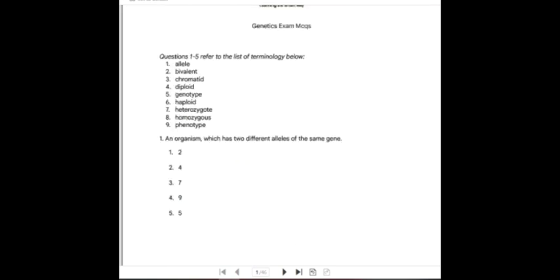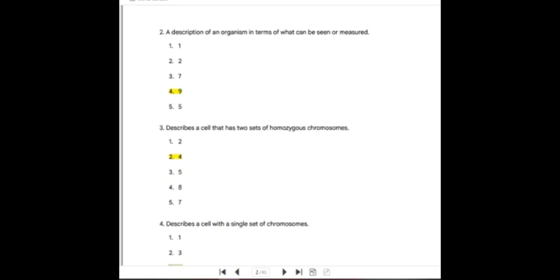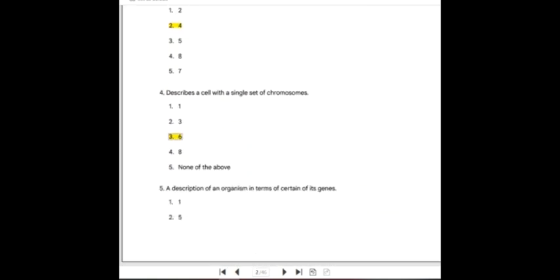So here they were asking us what describes a description of an organism in terms of certain of its genes. So when you look at the genotype, it's the genetic makeup with respect to a particular set of genes. And that's why we actually chose genotype, which is 5.